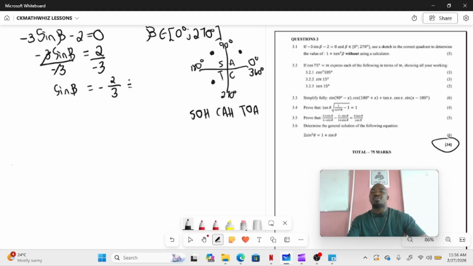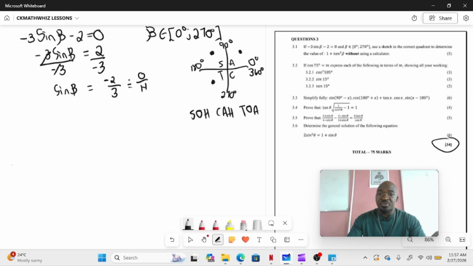What does SOHCAHTOA mean? SOHCAHTOA tells us that sine is opposite over hypotenuse, meaning that this sine beta here is opposite over h. And if we know that sine is opposite over hypotenuse, we must understand that this 2 is for the opposite and this 3 is for the hypotenuse side. But we know for a fact that every time we use Pythagoras' theorem to calculate the hypotenuse side, we will always get a positive hypotenuse, meaning that the opposite is supposed to be negative.